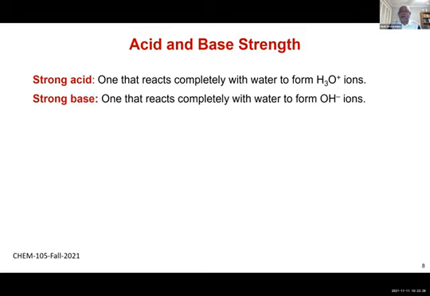Strong bases also react completely with water to form OH ions. We're going to look into what the strong bases are. The table gives the strong acids and bases in this list.